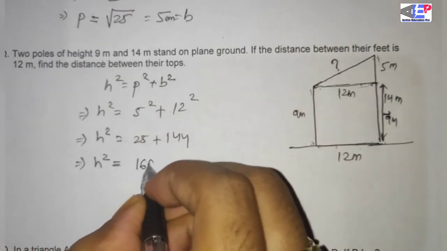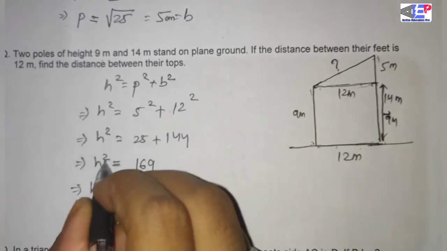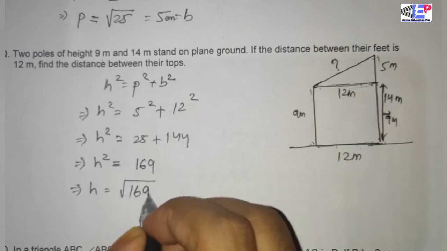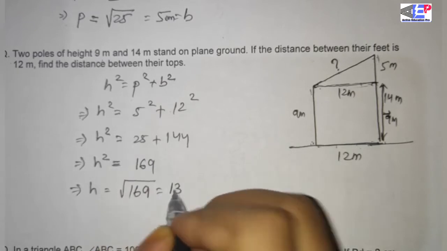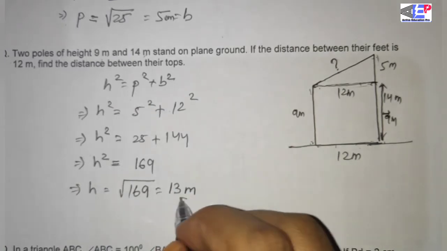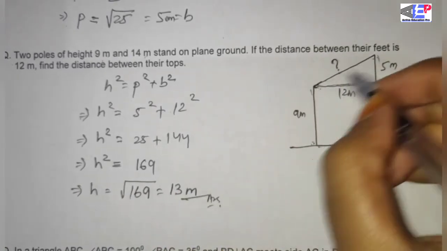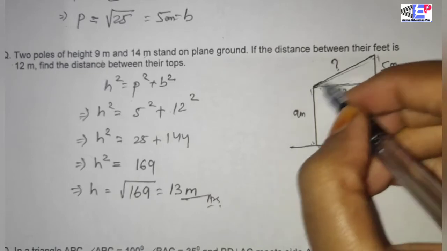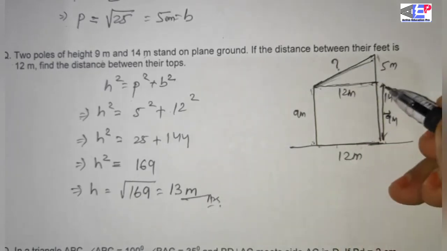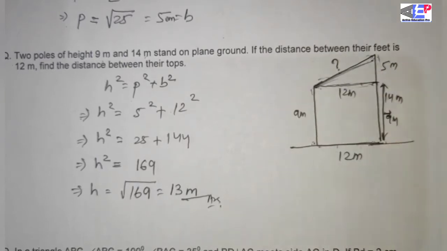This is 169, and now for this h square we take the square root on the right side. The square root of 169 is equal to 13. So this is 13 meter, because your unit is meter. This is our answer. The hypotenuse in this triangle is the distance between the tops of these poles. So this is 13 meter.